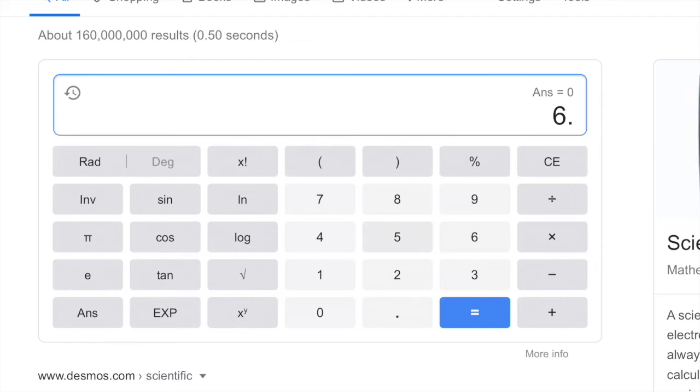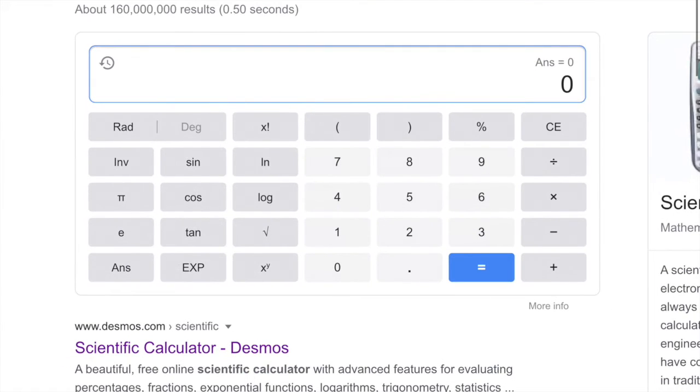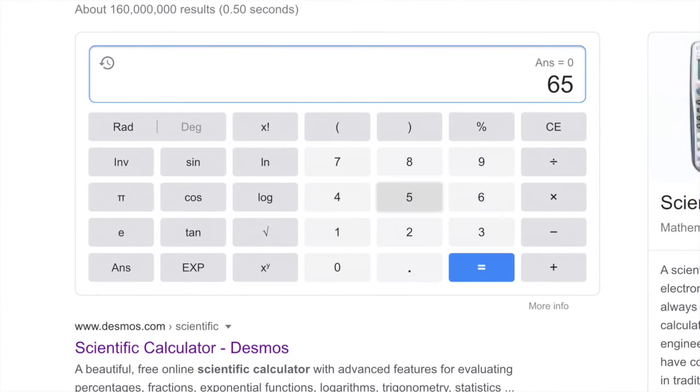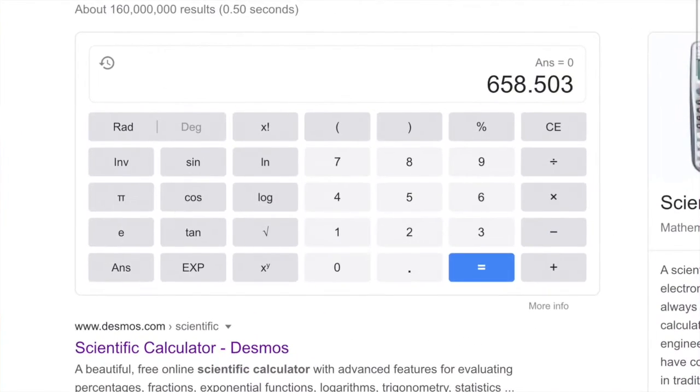Let me try that again. 658,503. I'm not sure why my pencil's not working. 658,503, I think it was. Yep. And we can find the cubic root of it by actually bringing it to the 1/3 power.